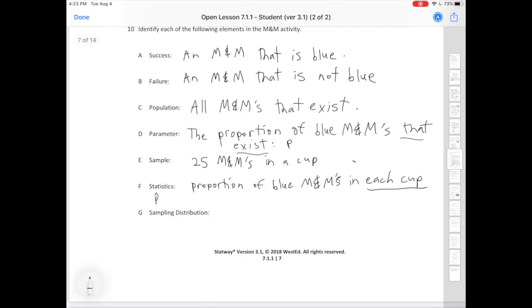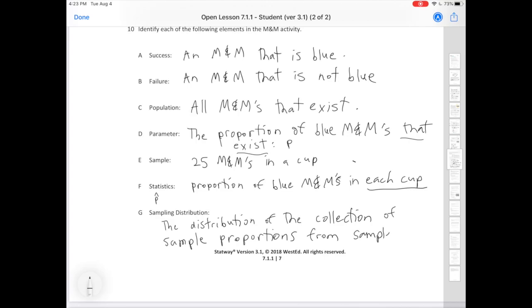So what would the sampling distribution be? This would be the distribution of the collection of sample proportions from samples of 25 M&Ms. Okay, so that would be our sampling distribution.